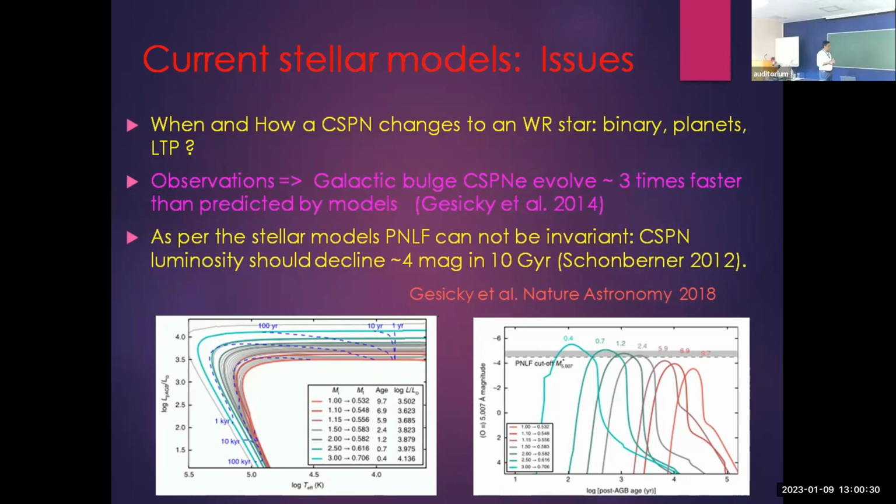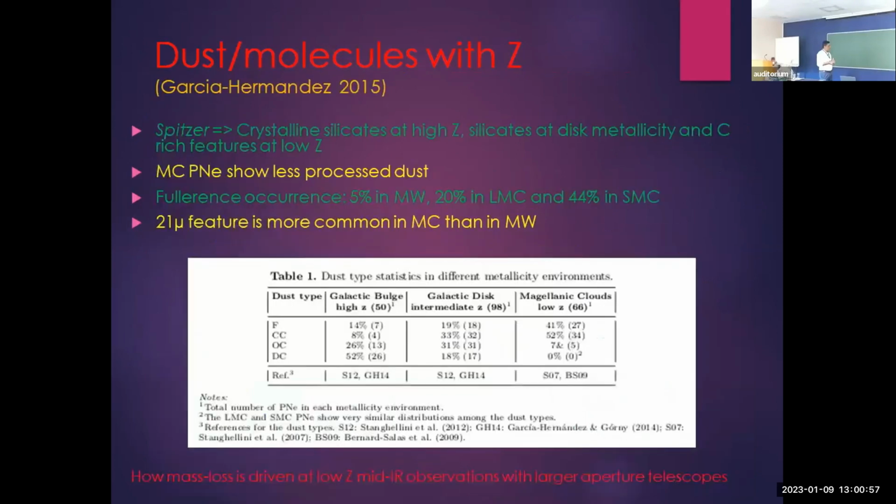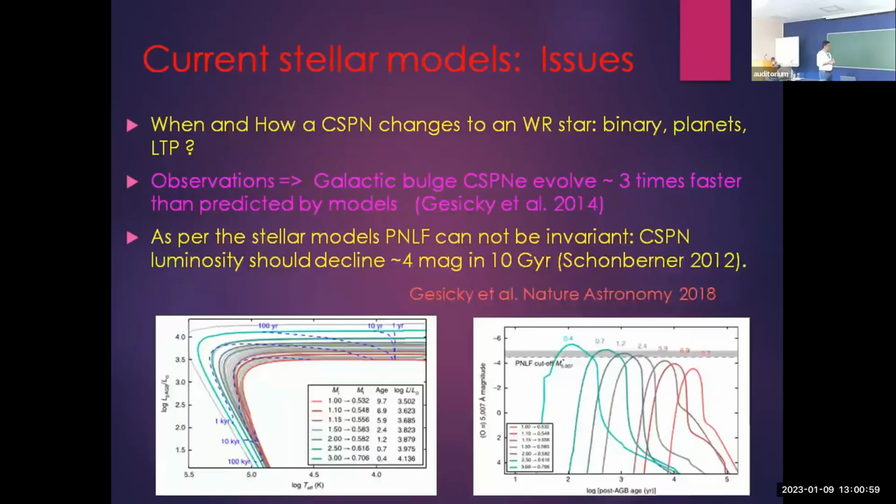Now, as I told you, the planetary nebula luminosity function cannot be invariant as per the stellar evolution model. But something has been worked out recently. This is Gesicki's paper in 2018. They used a new opacity function, and the mass loss rate has been more accurately treated. New atomic data was also used, and they could explain to some extent that the luminosity of the central stars is almost the same for a wider range of mass.